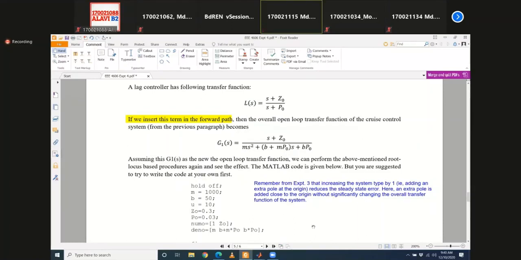Sir, adding an s means adding a pole at the origin. Speak a little louder, I can't hear. Sir, multiplying by s means adding a pole at 0. Yeah, that is, we are adding a pole by inserting this term s plus p naught. We are adding an extra pole close to the origin. But why do we need s plus z naught?